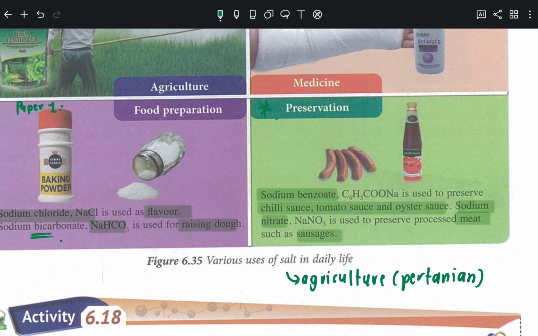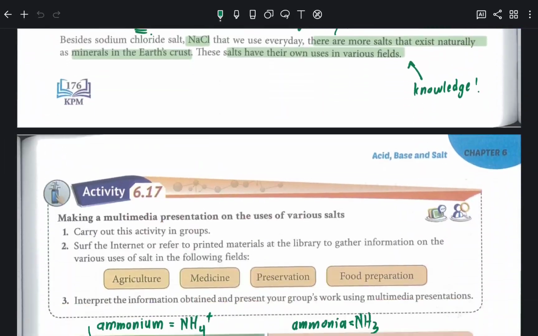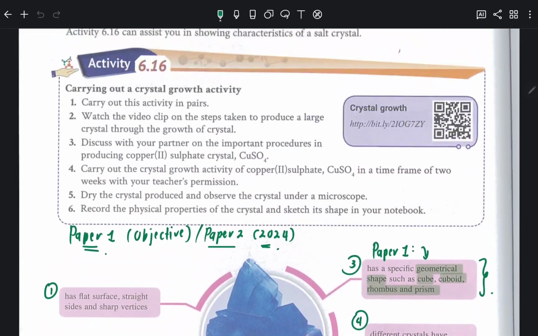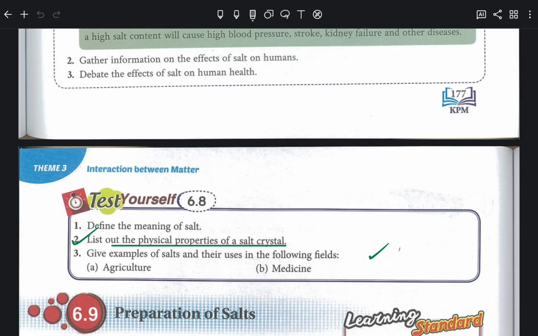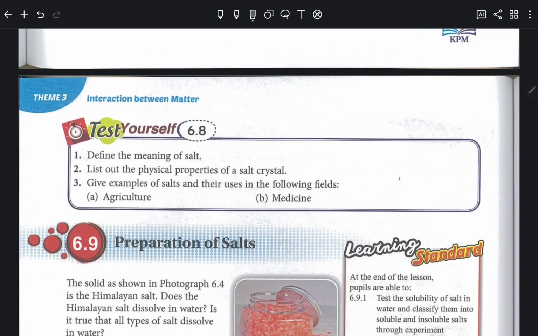Okay, so I think that's all for this video. I gave a lengthy and fast explanation actually. So I have explained how to differentiate ammonium and ammonia, and then also explained the physical properties of salt crystals. So I want you to do this, Test Yourself 6.8. Later you can refer to the video on my channel for how I did the solution for all the 3 questions. I have already done the Malay version, so you can wait for the English version, or you can see the Malay version first, then after I do the English version you can check your answers.